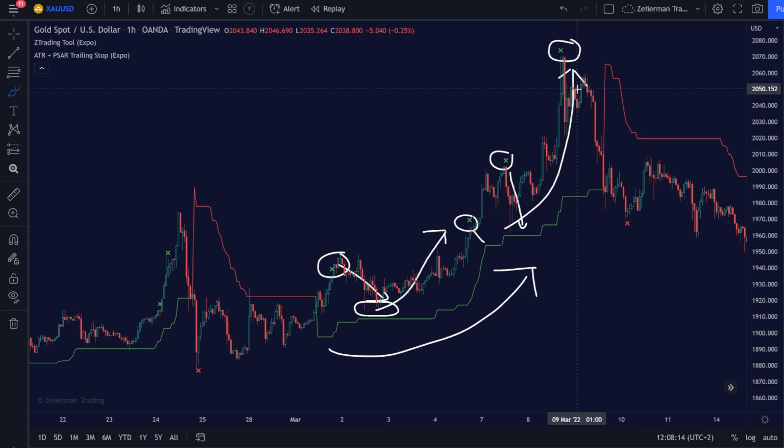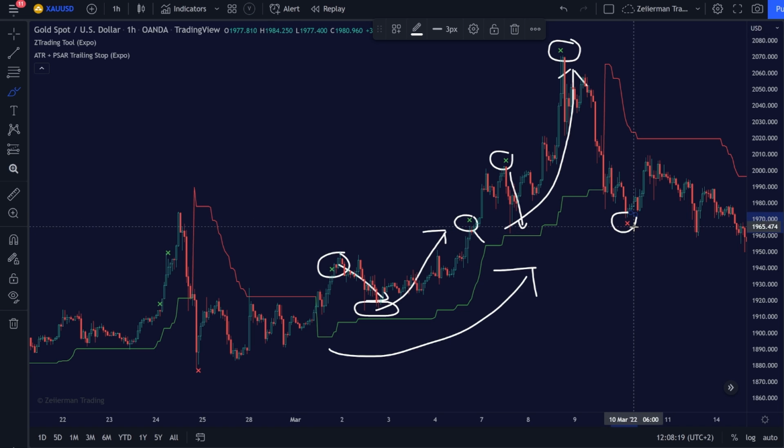The trend shifted to the negative trend. We got an X. We have a higher likelihood that the price will react. Boom, it makes a pullback within this negative trend. We can look for a short confirmation, and down it goes.